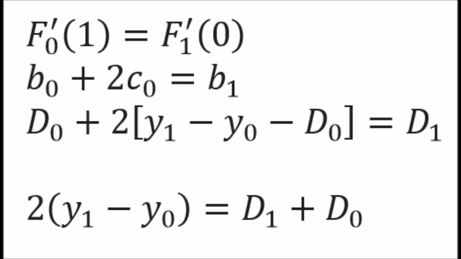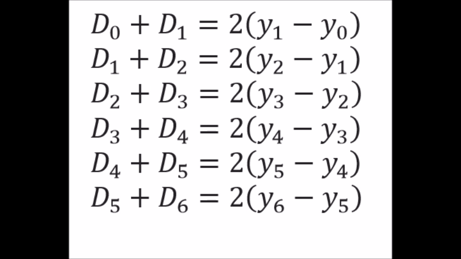Now we impose continuity of slope, make some substitutions, and clean up the expression to look like it does in the last line. This was done for the point between f0 and f1, but a similar process can be done for every other data point. The result of that is seen here.